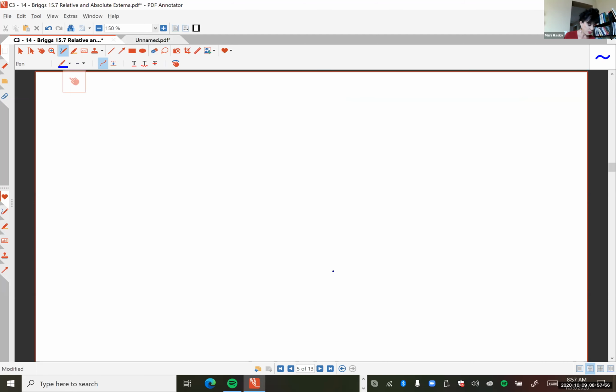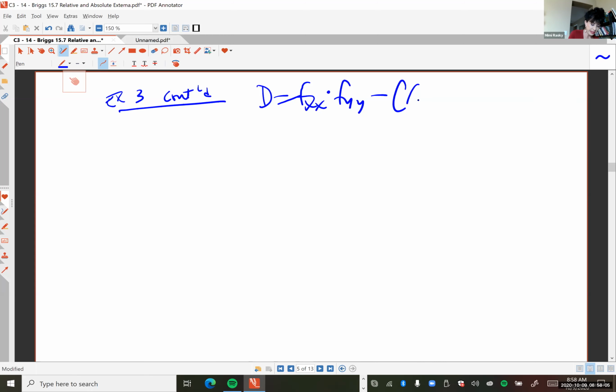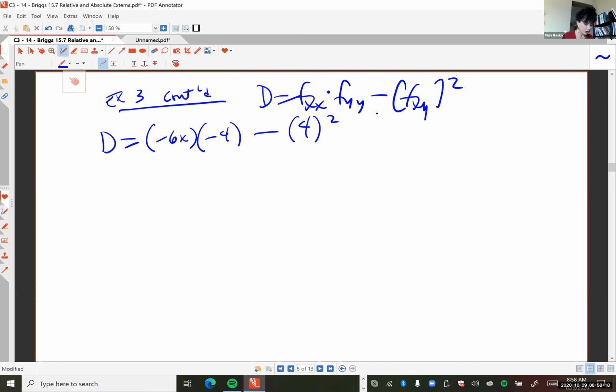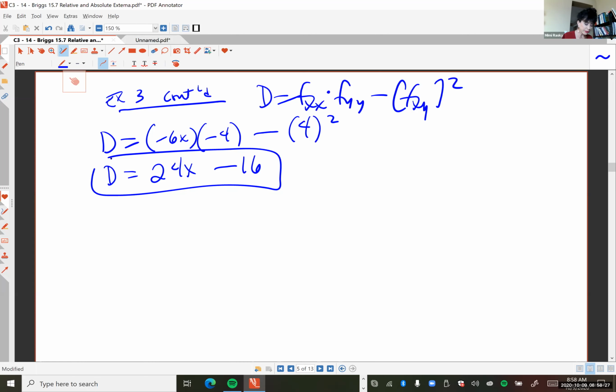So this is example 3, continued. The D is fxx times fyy minus fxy squared. So the D for this problem ended up being what? Negative 6x multiplied by fyy, which was negative 4. And then I believe fxy was just a constant. It was 4, so then you square it. I'm just going to clean the D up a little bit by simplifying. There's my D, 24x minus 16.